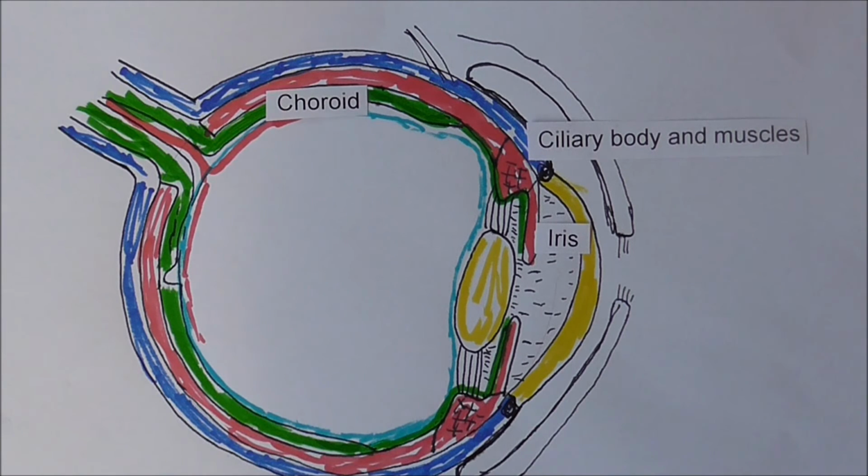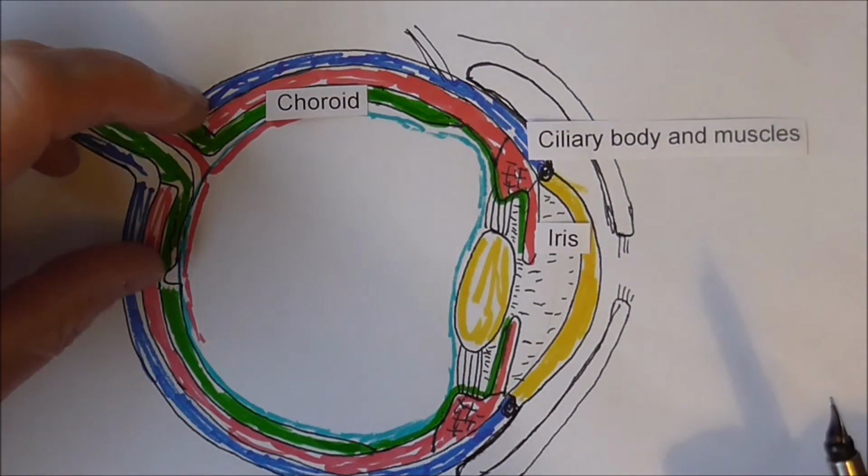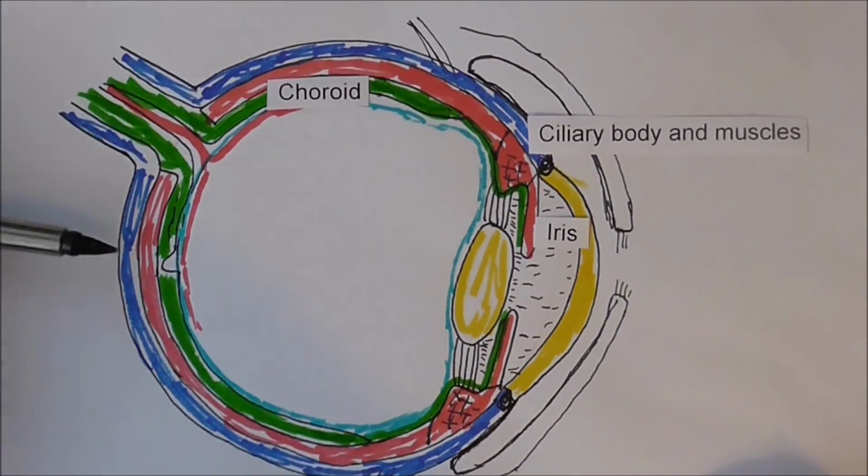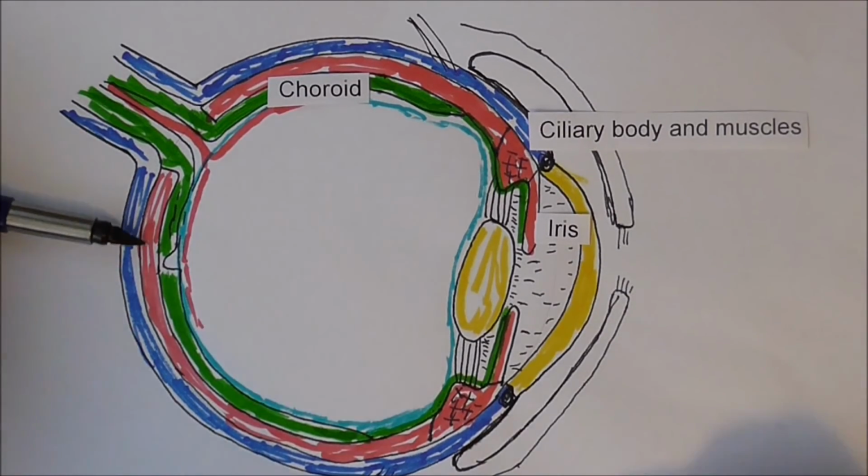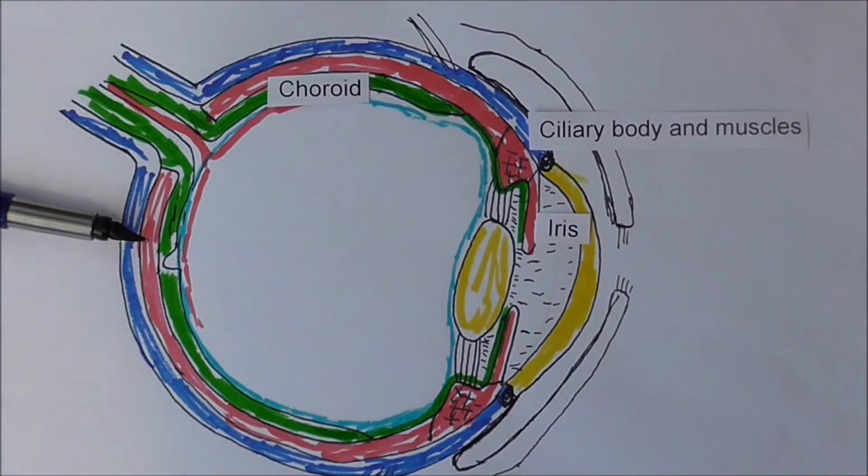Now the choroid at the back is vascular. The blood vessels pass through the external sclera into the choroid and then forward to give a blood supply to the eye. It also contains some melanocytes which produce melanin. It's pigmented.